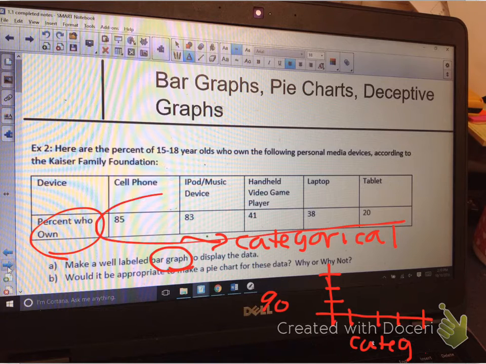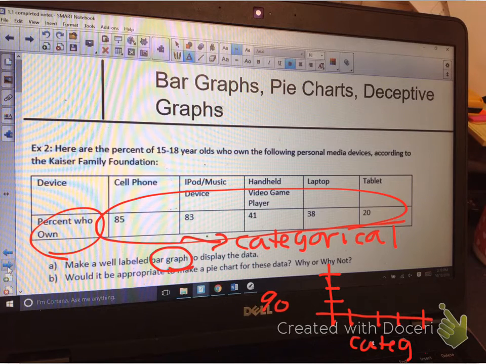Well, notice right away it adds up to more than 100%. Why is that? Well, you can own a cell phone and an iPad, or a cell phone and a video game player. I know it's a little bit of old data. Most of this will all be in your cell phone now. But you can own a cell phone and a tablet.